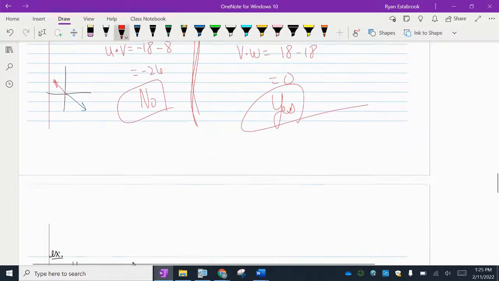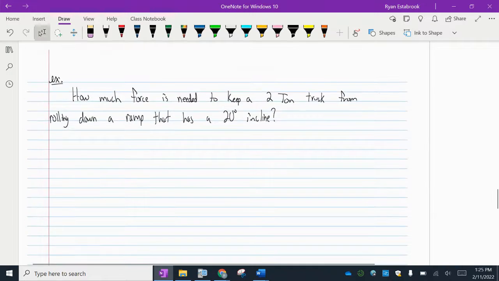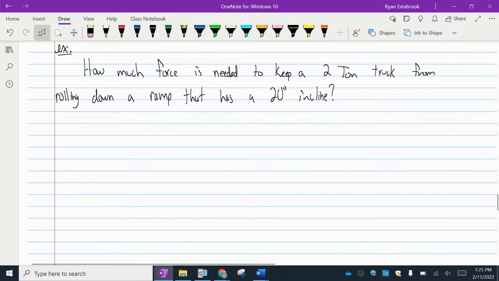All right, so one last type of problem. This is definitely getting into the realm of physics. How much force is needed to keep a 2-ton truck from rolling down a ramp that has a 20-degree incline? So word problem, we're going to make it into a drawing, and then we're going to see if we can answer this question using some trig.